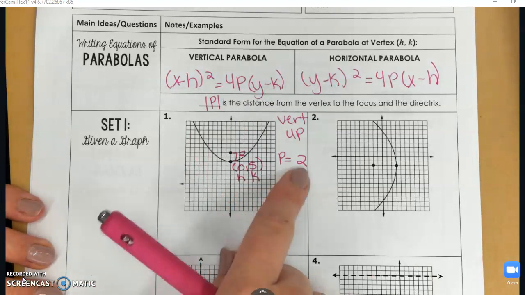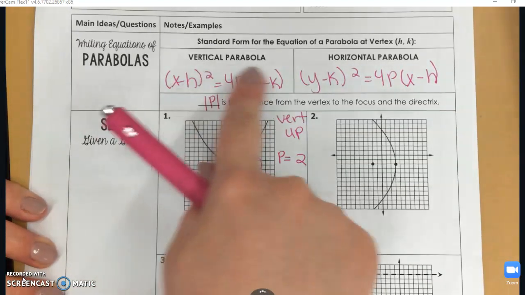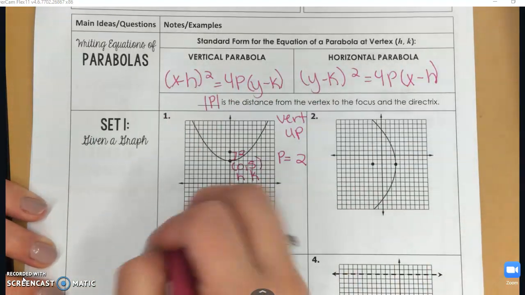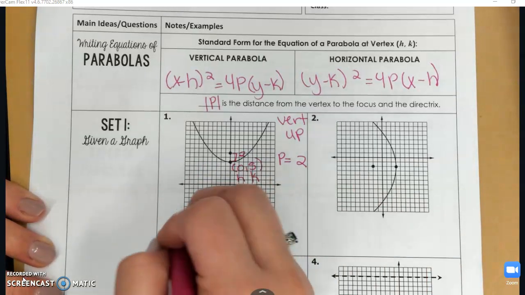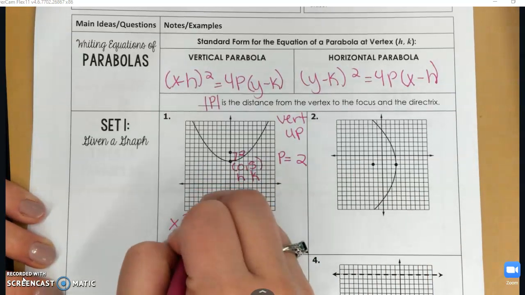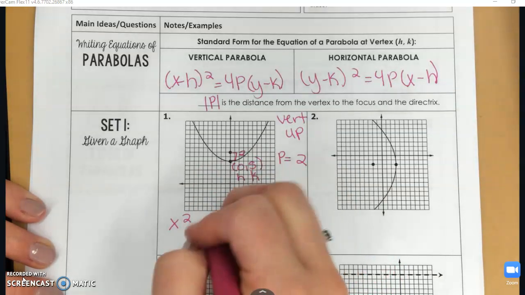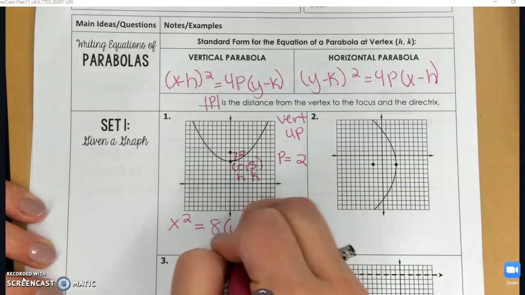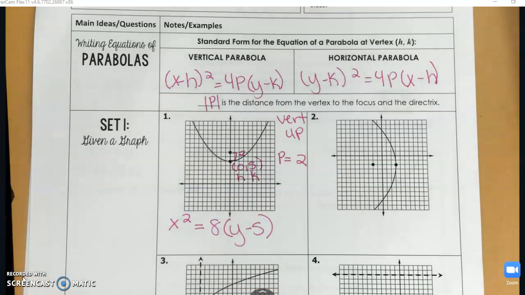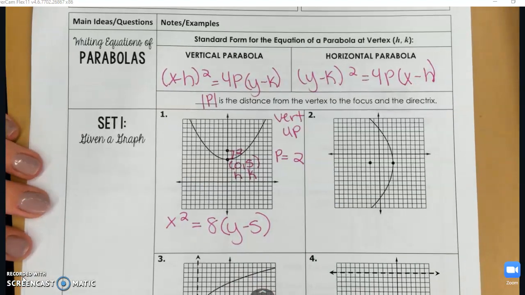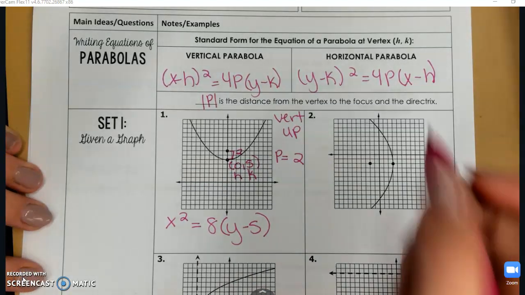So I have h and k. I know p is 2. Let's plug that into our vertical parabola equation. X minus 0 is just x, so this is going to be x squared equals 4 times 2 is 8 times y minus 5. And it's just that easy. Let's move on to number 2.